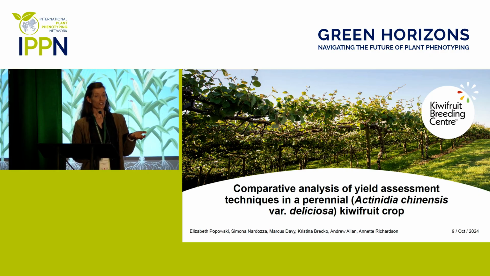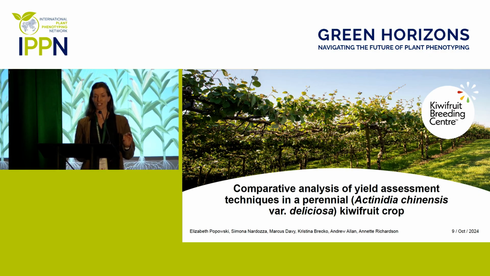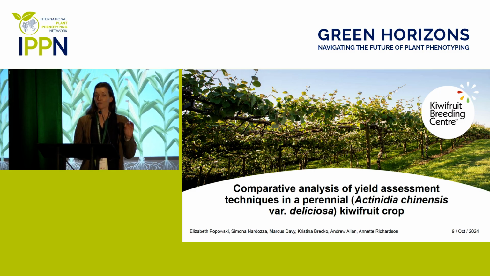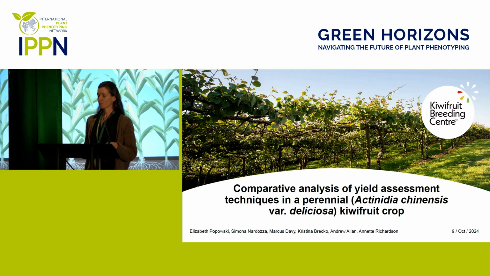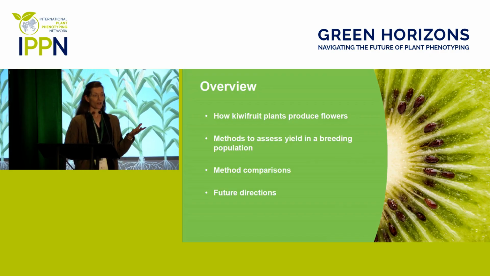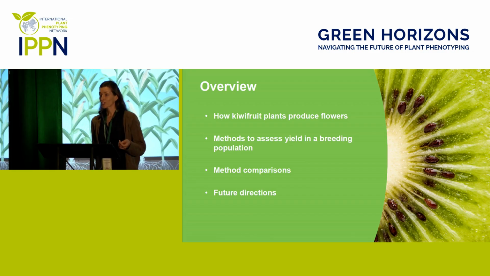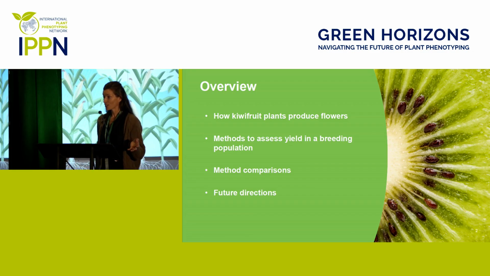So what I do want to share, though, is that before we undertake this process, we wanted to understand what the traits are that we need to measure for yield components. First, a little bit about how kiwifruit grow and produce flowers. Then, what are the methods that we are currently using to assess yield, and how do they compare?